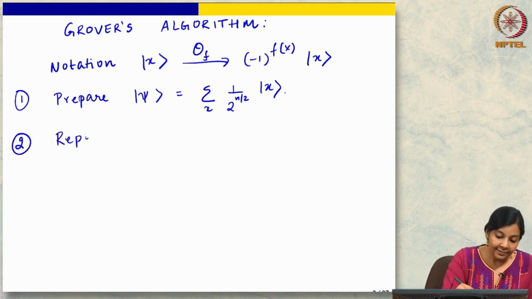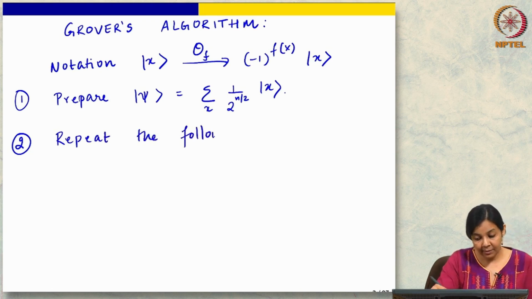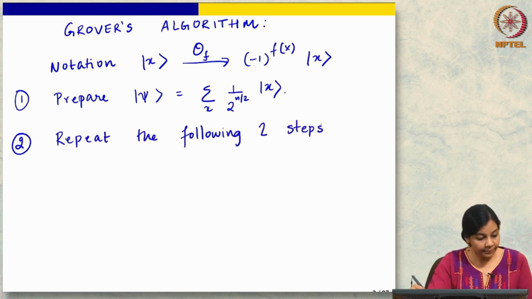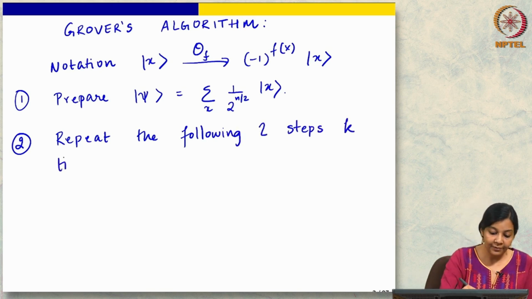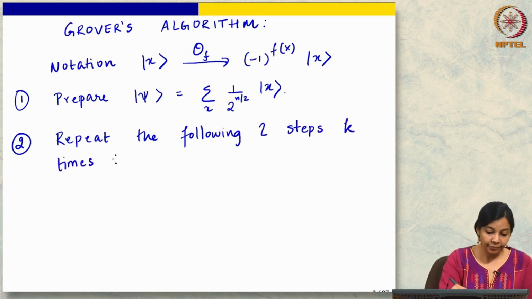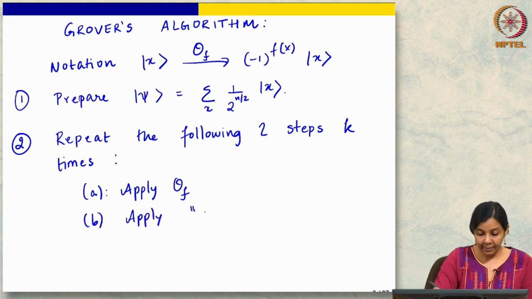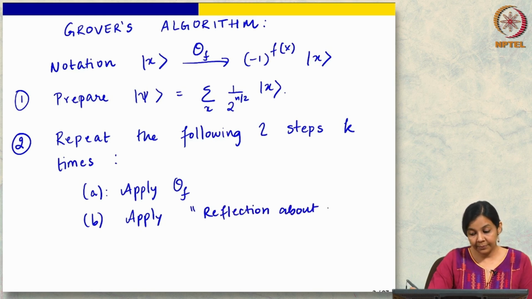Now, let us repeat the following two steps k times for some k which we will set later. What are the two steps? A is that I apply my function oracle, and B is I apply this map which I will call reflection about the mean.